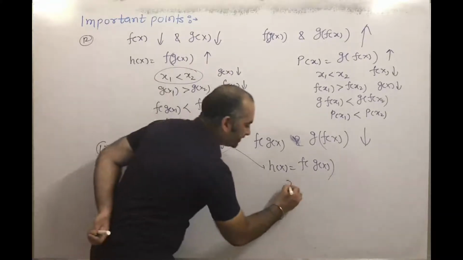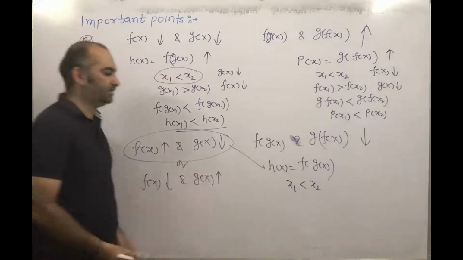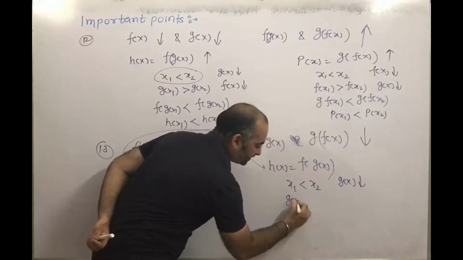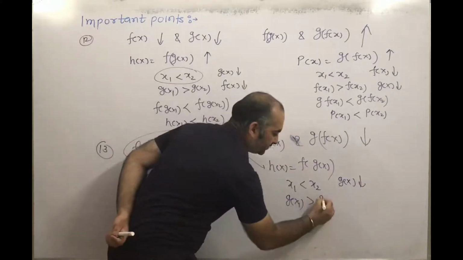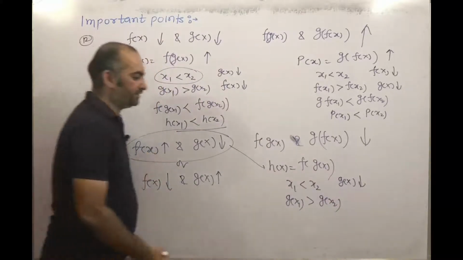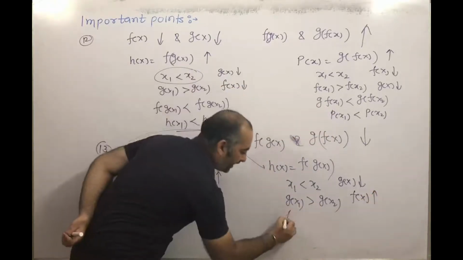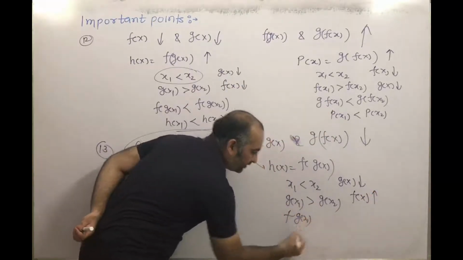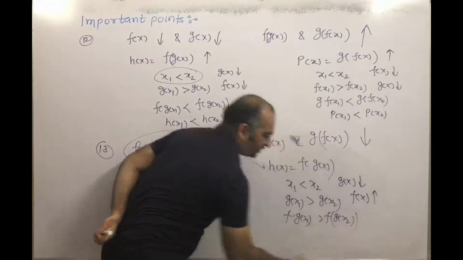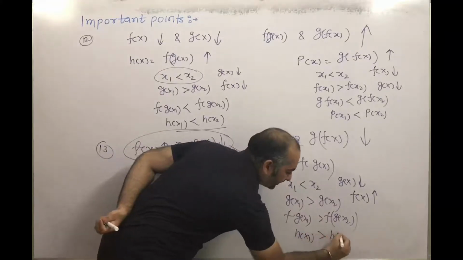So here x1 is less than x2. Now g of x is decreasing, so g of x1 is greater than g of x2 will come. Now f of x is increasing, so f of g of x1 will be greater than f of g of x2 will come. So h of x1 is greater than h of x2.